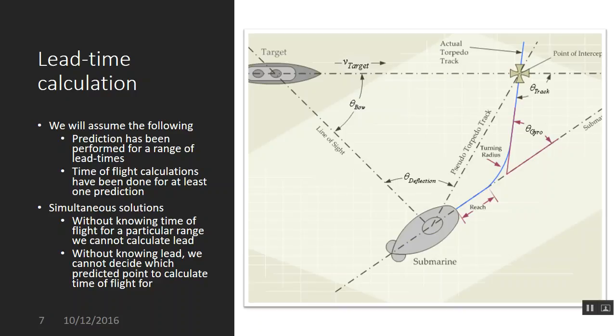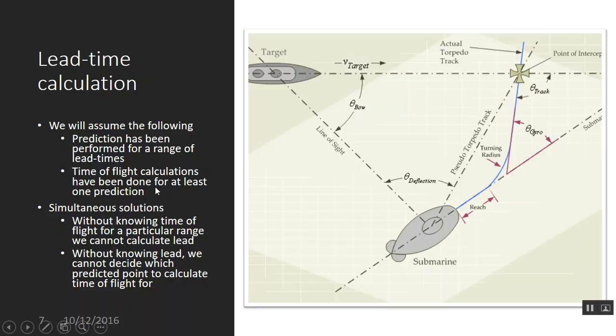But I also need to know the predictions. And when I change my lead time, then I'm actually changing my prediction, which is going to be changing my time of flight because I'm shooting somewhere else. So that's the interesting thing about this problem: there's a lot of simultaneous solves, but we can do this the same way we just did ranging. So we can implicitly solve this by wrapping another loop around it.